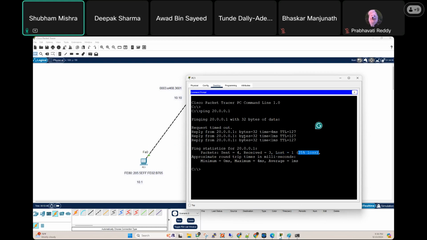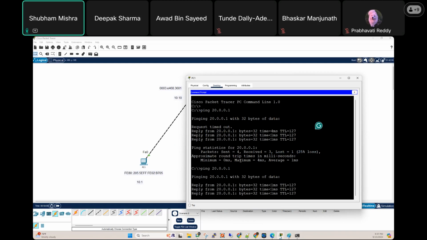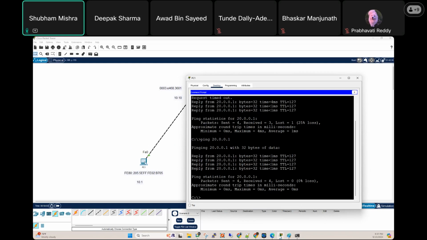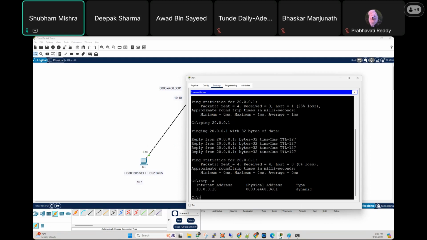Why is one packet lost? I hope now you are able to answer. Because of the ARP exchange. But when I run it the second time, I will get 100%, because ARP is already exchanged, and the ARP table entry is already there on my PC as well as on my router. Yes or no? ARP entries are already there on the PC as well as on the router. Clear, everyone?